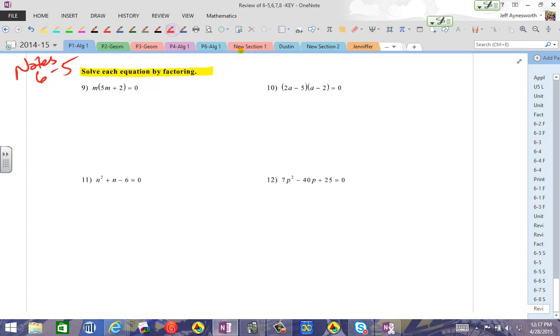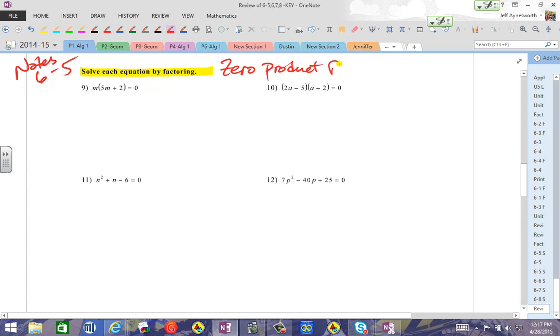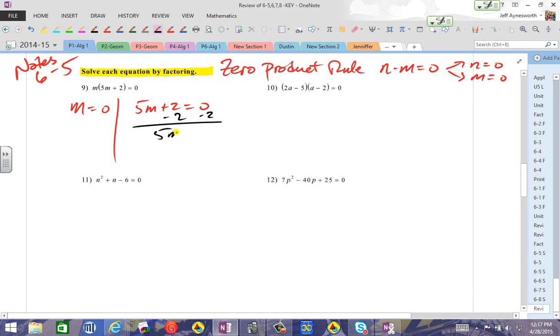So zero product rule states that n times m equals 0. That tells you that either n equals 0 or m equals 0. Now we have a zero product here, which means we know that the first factor has to be 0, or the second factor, m plus 2, has 0. There's nothing new on the first one, so let's work on the second one. So you got to subtract 2, and you get 5m equals negative 2. Divide by 5, and you get m equals negative 2/5. So once again, 2 solutions.